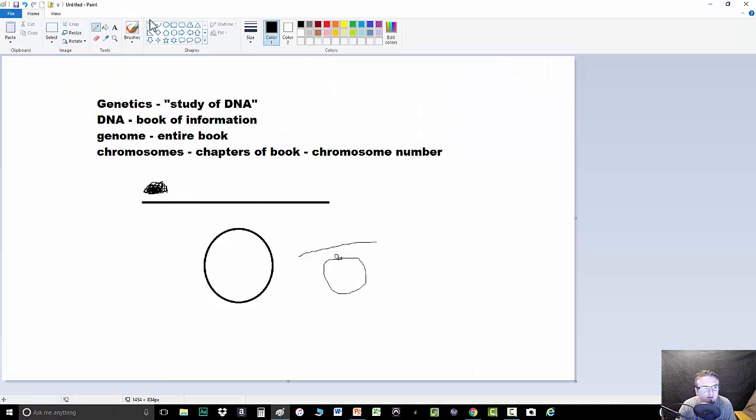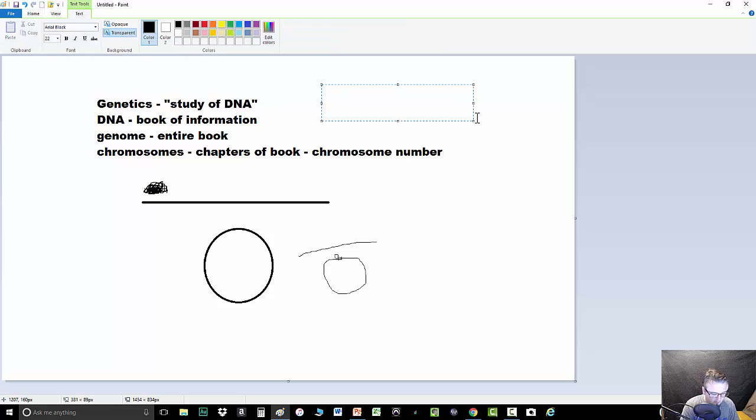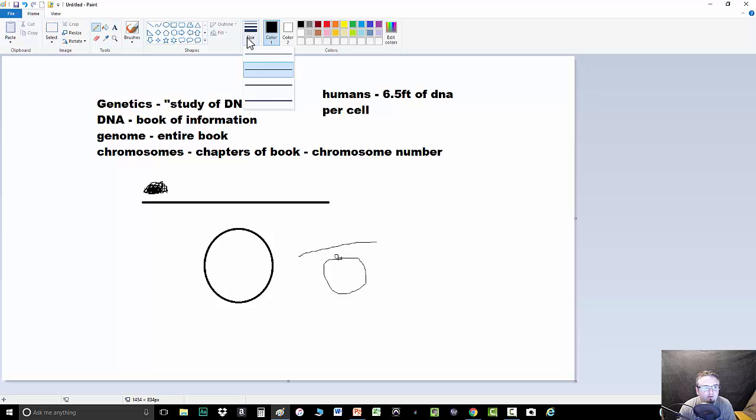Why that's significant is because, amazingly, in complex organisms like humans, we have about 6.5 feet of DNA per cell, which is insane. If I put this dot right here on the computer screen, you could probably fit 1,000 human cells on that dot. Maybe I'm a little bit off, but each one of them would have 6.5 feet of DNA in it, which is kind of mind-boggling. The only way that works is wrapping it really tightly and bundling it very close.